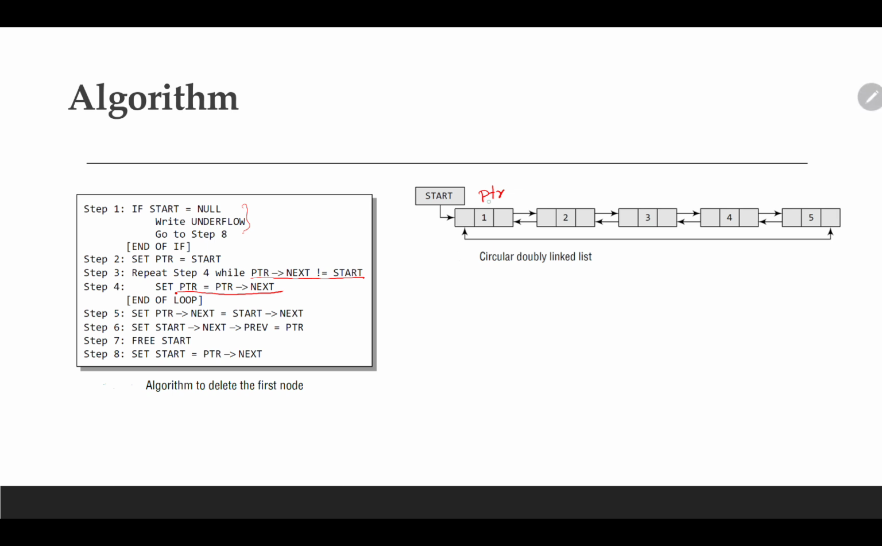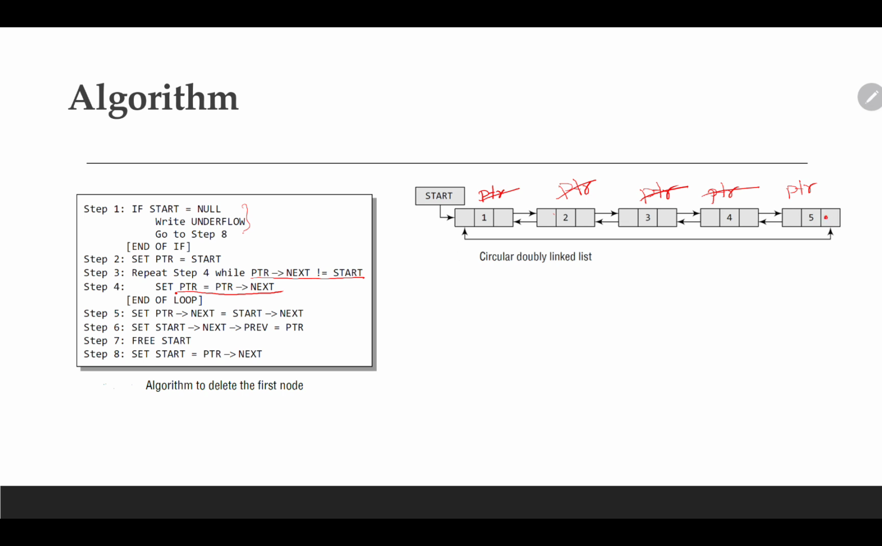So we will check the condition. We are checking whether ptr->next is start. It is not start, so we have to change the ptr. So this is the ptr now, and we are checking the next node. It is not start, so we check the next node again. It is not a start node. Then we check with this one. It is the start node, so the condition becomes false. So it will come out of the loop, and ptr->next is equal to start->next.